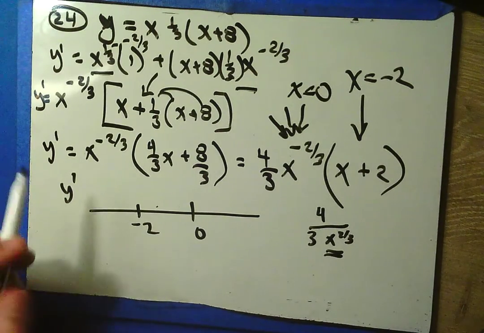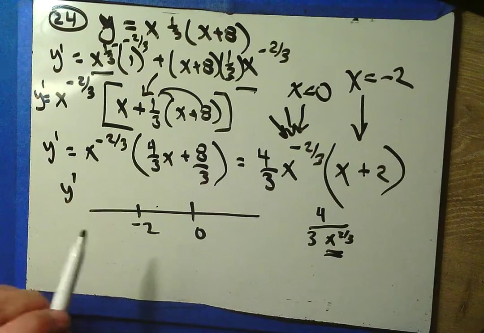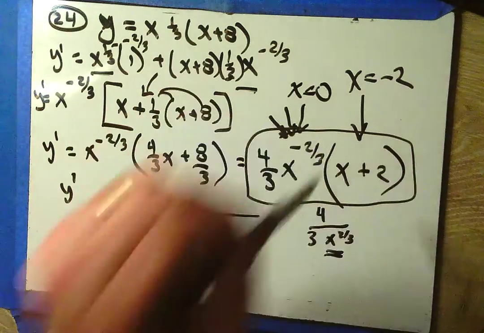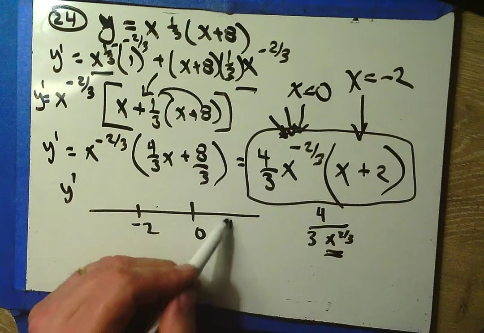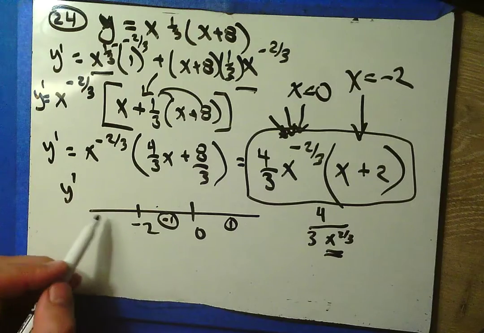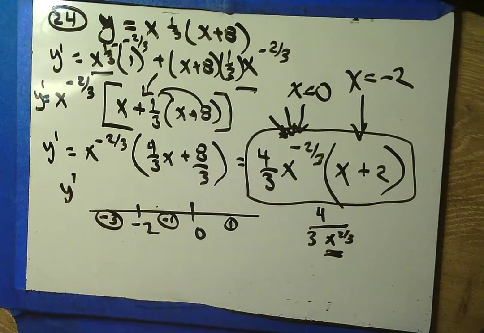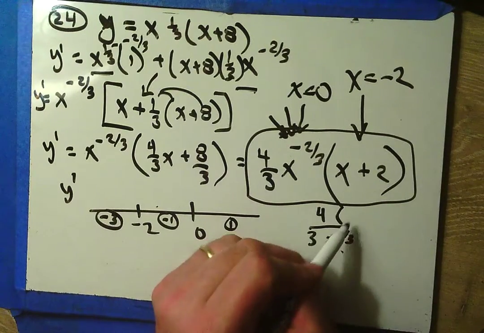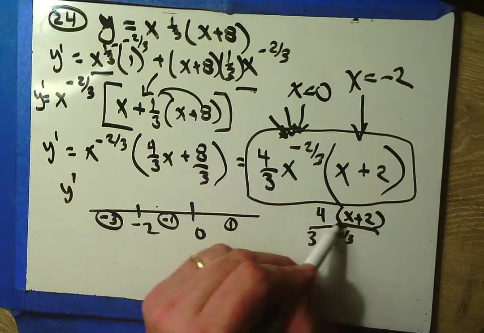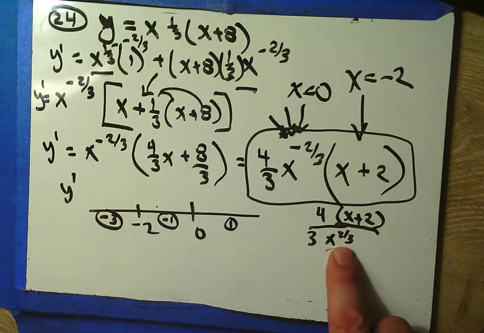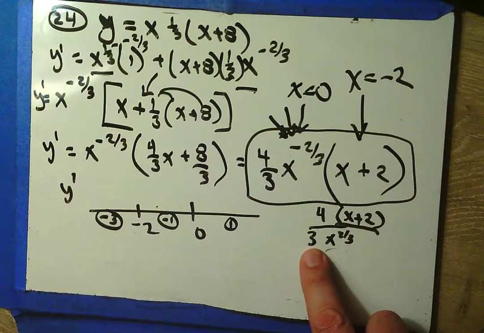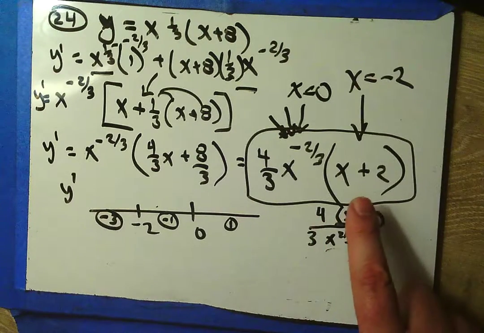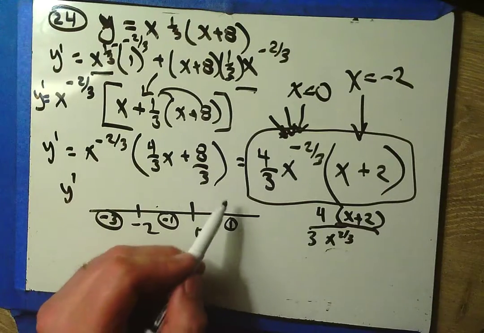Okay, so remember, we're checking in y prime, not in y. So let's use this tidied up y prime that we have over here, and let's plug some values in, like 1, -1, and -3. Okay, so if I plug in a 1 here, 1 to the 2/3 is 1, times 3 is 3, and a 1 up here, 1 plus 2 is 3, times 4 is 12, 12 divided by 3, that's positive.